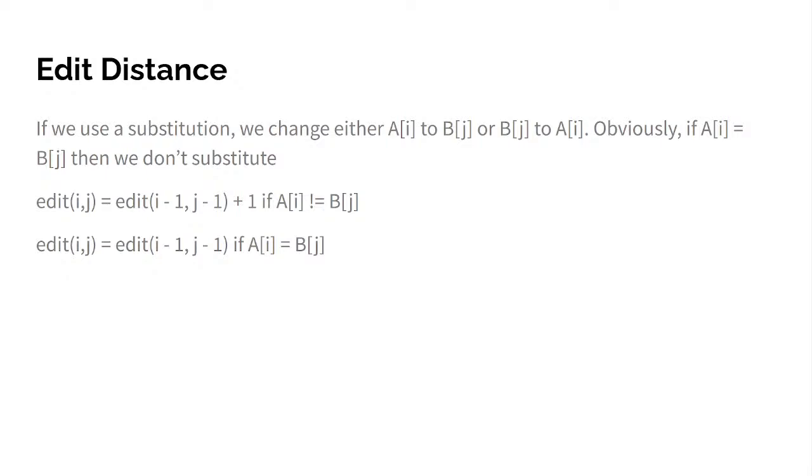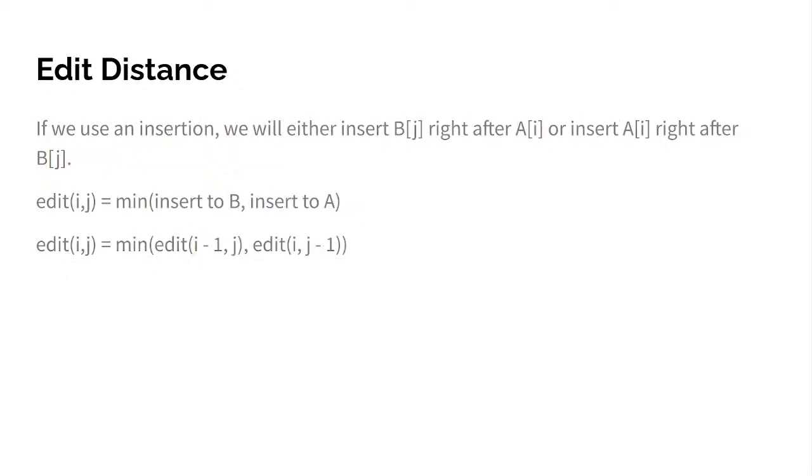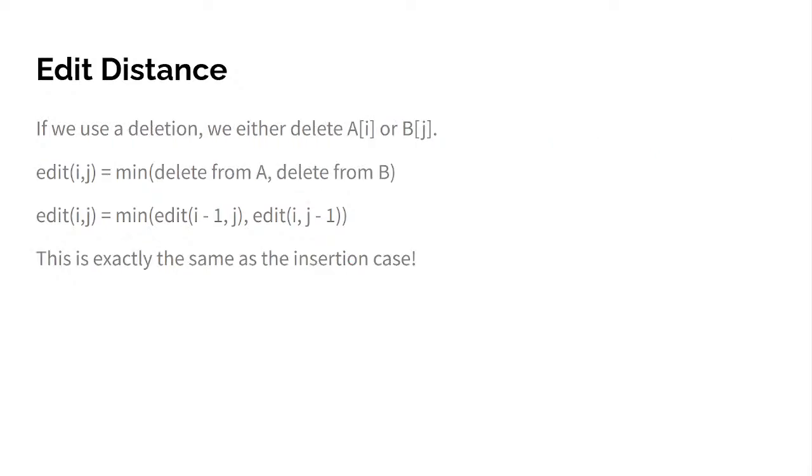So edit ij equals edit i minus 1 j minus 1. If Ai is not equal to Bj, then for substitution it's edit i minus 1 j minus 1 plus 1. If you use an insertion, we will add Bj after Ai or insert Ai after Bj. So edit ij equals the min of insert to B and insert to A. So basically you take edit i minus 1 j, or edit i j minus 1, by adding a letter to the second string B. If you use a deletion, same thing, we take the minimum of delete from A, delete from B. So it's the exact same as insertion.